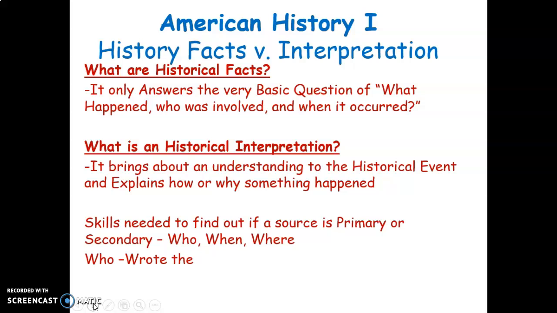So, skills needed to find out what a primary source or secondary source is. Just remember these 3 things to help you out. Who, when, and where. Who wrote the document, when was it written, and where was it written.